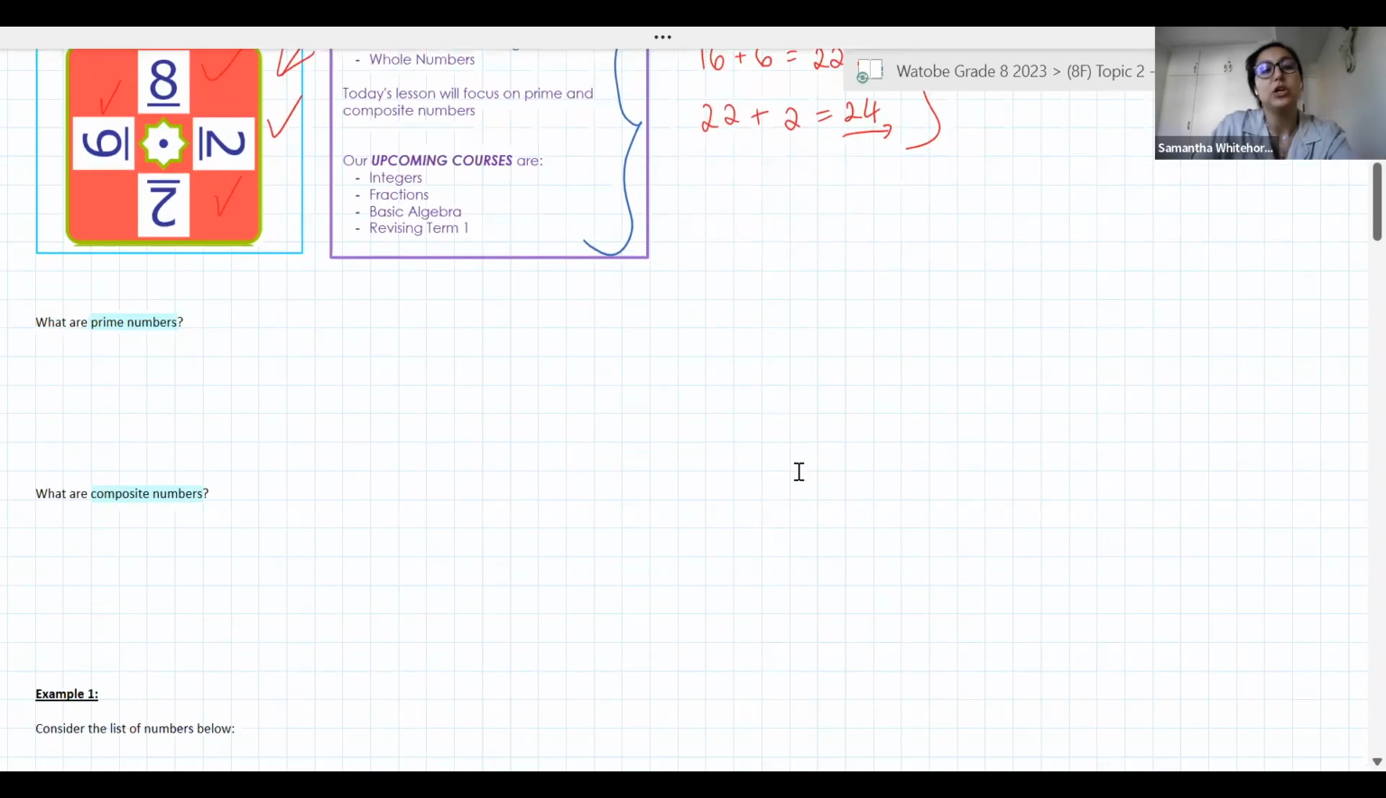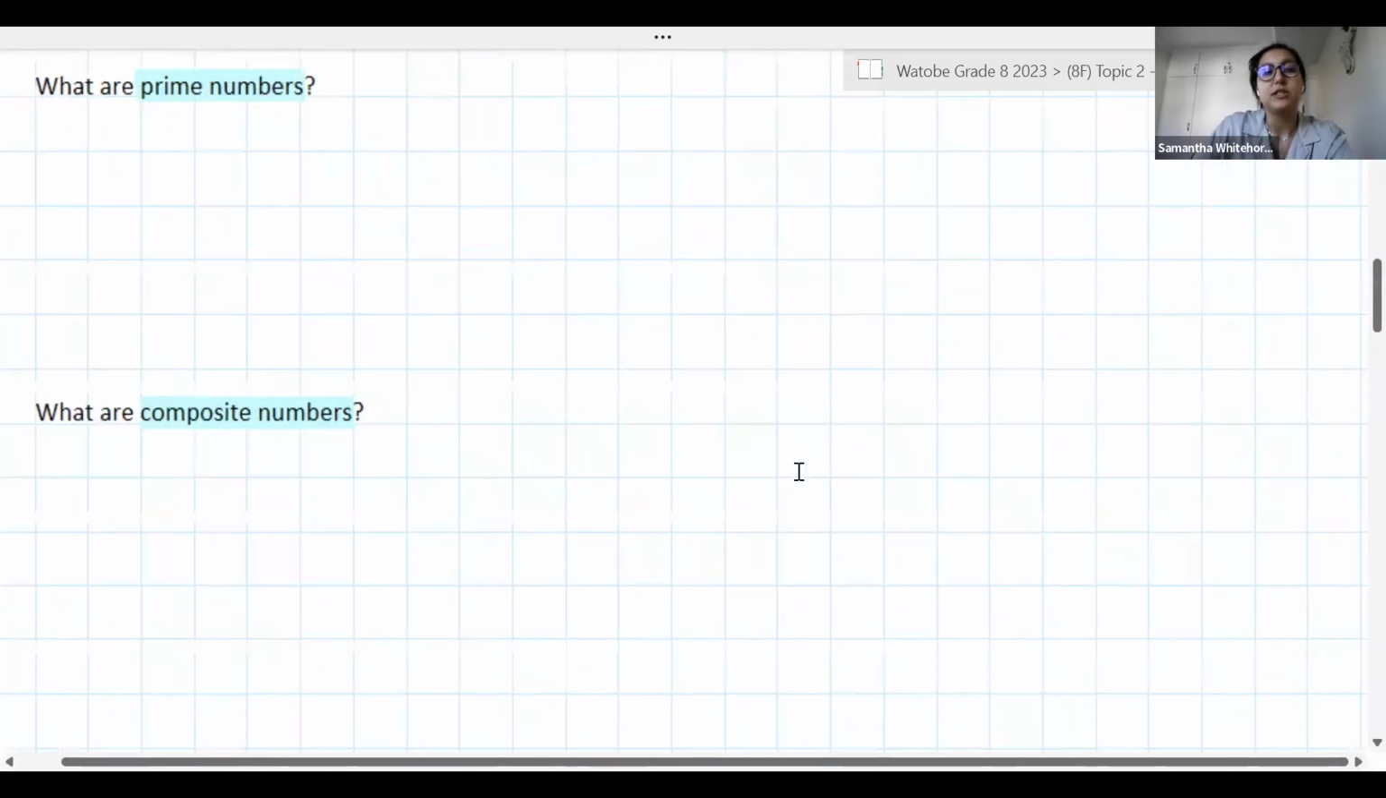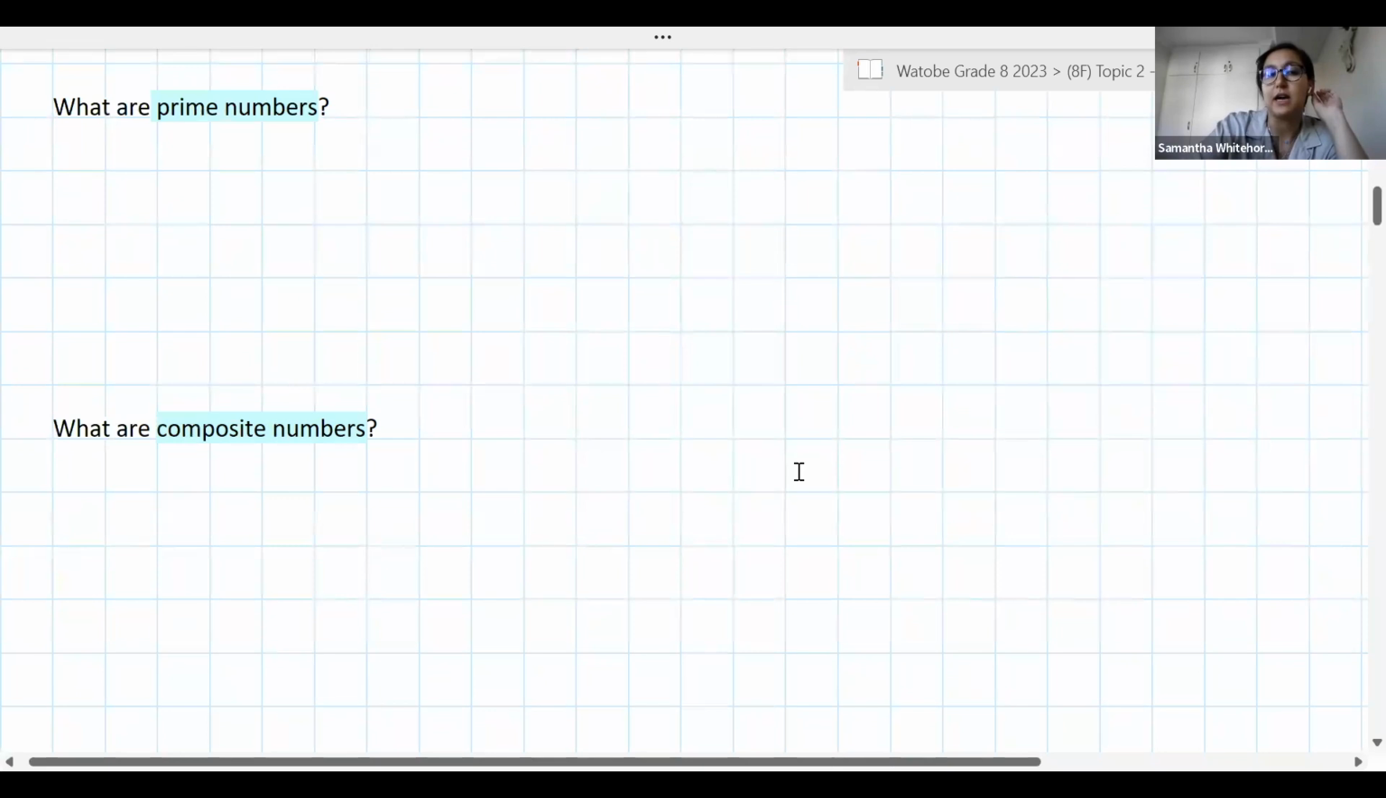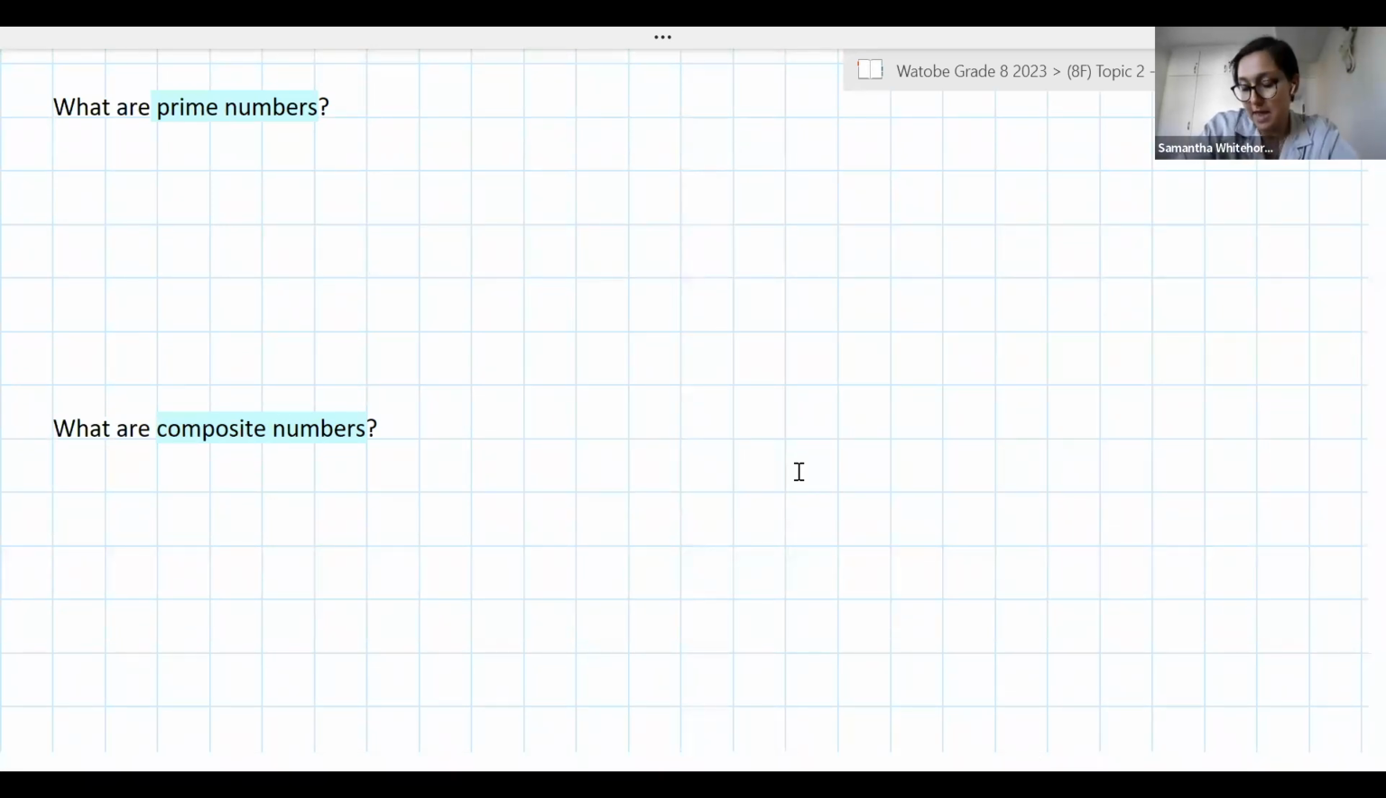Let's have a look. So I've got two questions here for you that I'd like some answers to. My first question is, what is a prime number? My second is, what is a composite number, or what are composite numbers? I'm going to give you guys a second or two to have a think. If you want to raise your hand, you can, or you can put it in the chat. Blessing, do you want to give me a definition for one of those?